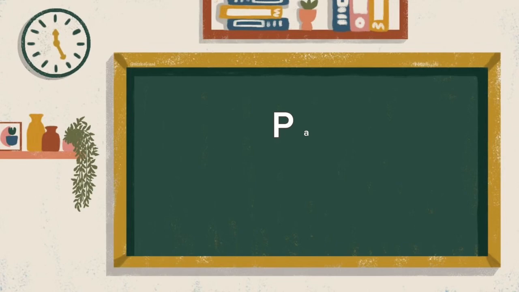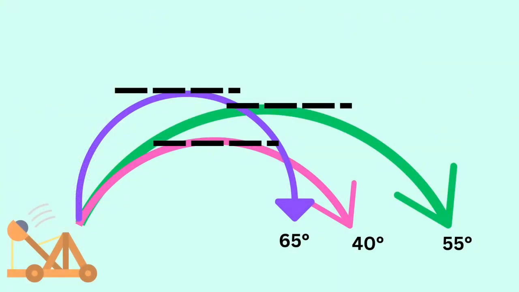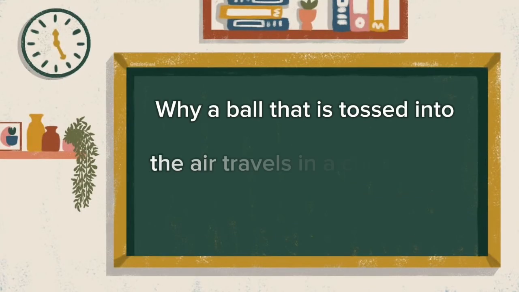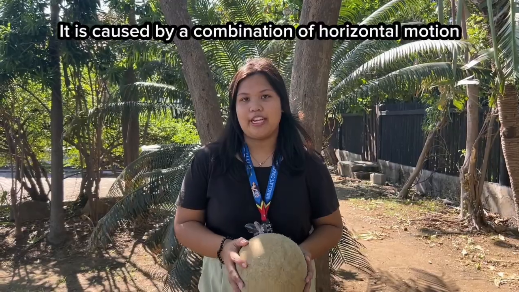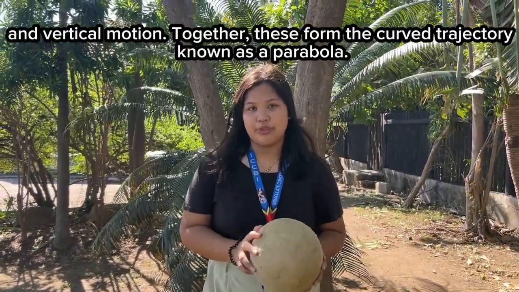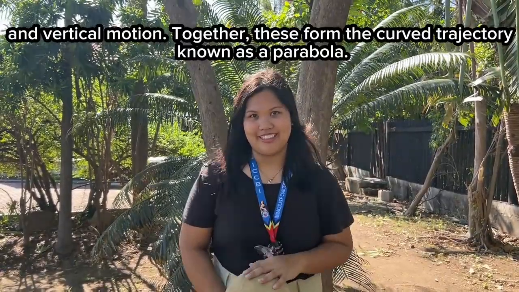We have also created a parabola path diagram to visualize the trajectory of a projectile, showing the launch angle, maximum height, and landing point. Now, back to our opening question. Why does a ball that is tossed into the air travel in a curved path before hitting the ground? It is caused by the combination of horizontal and vertical motion. Together, these two form a curved path that is called a parabola.